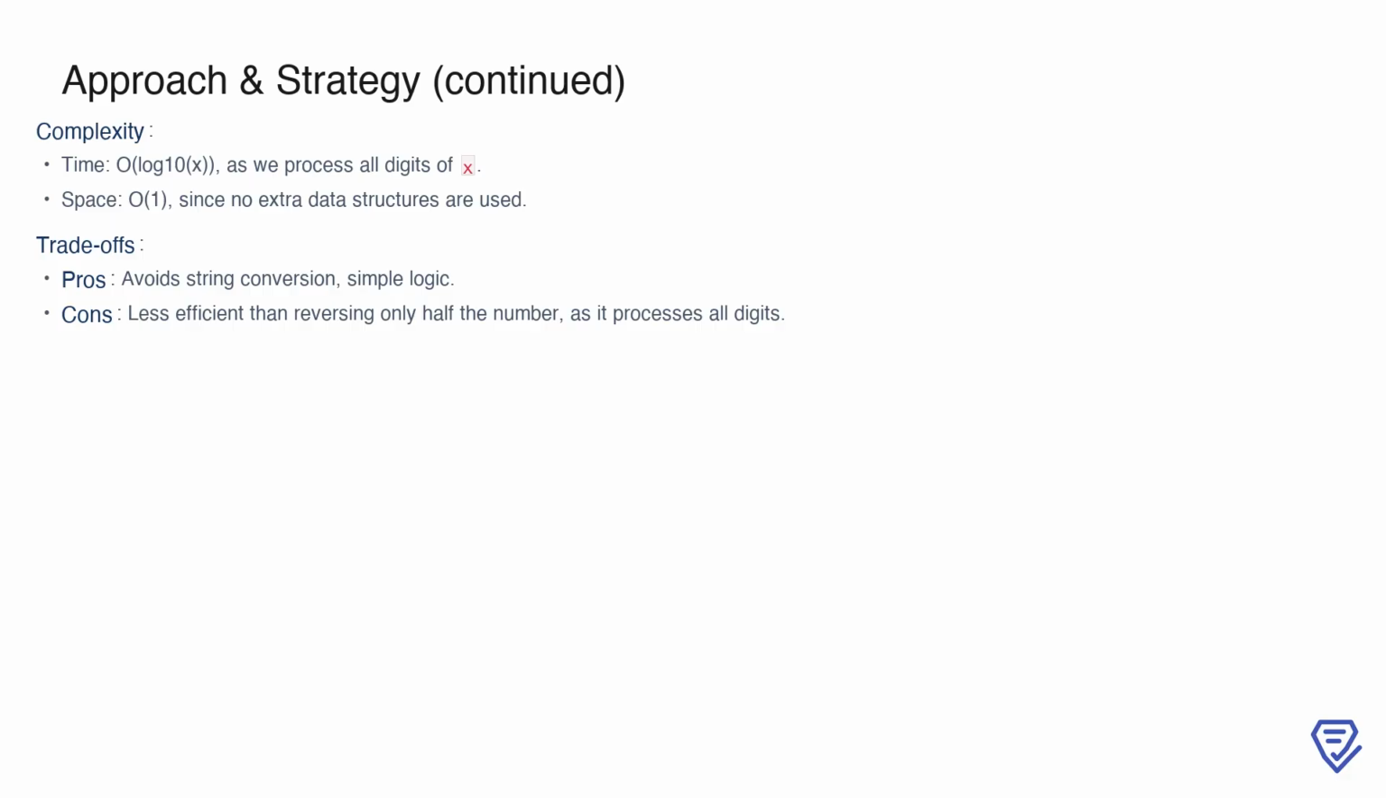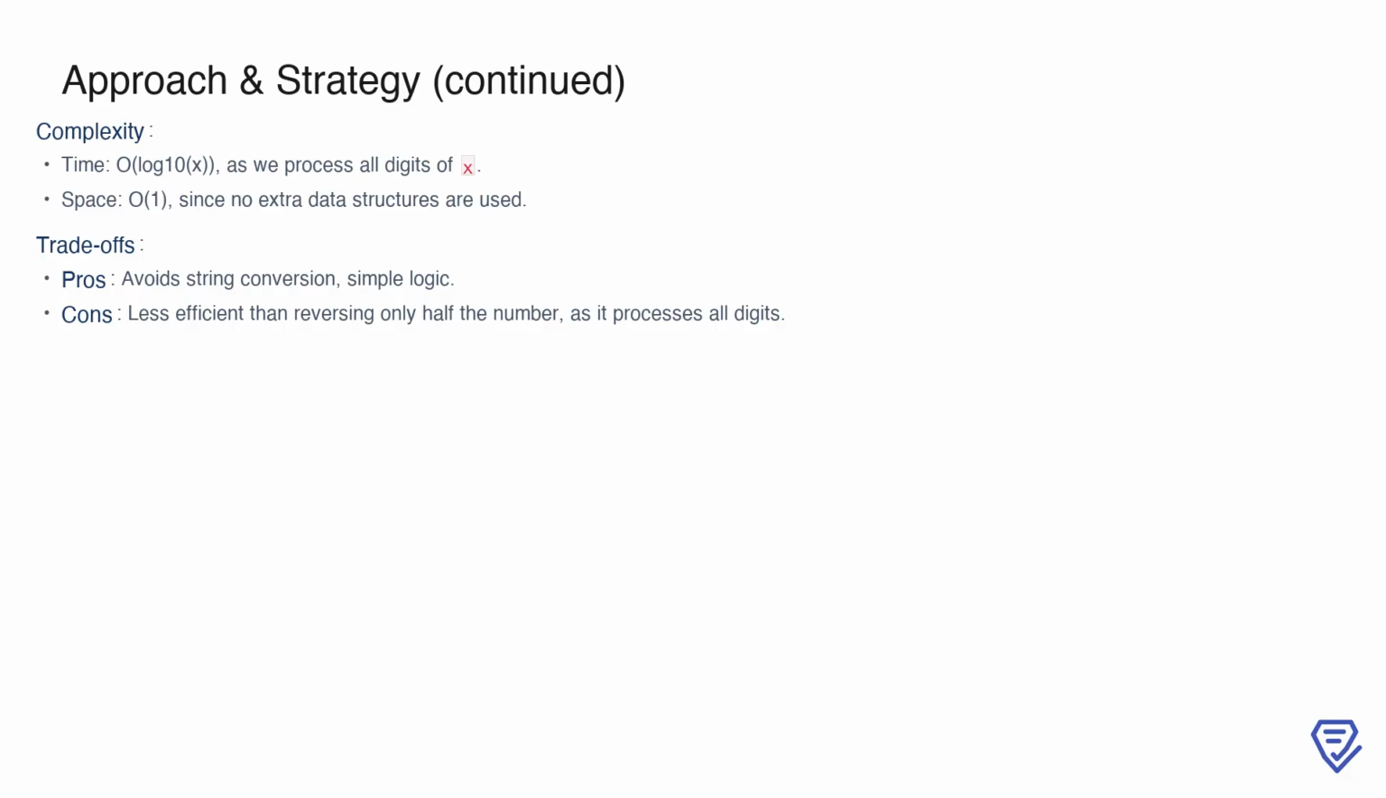When we analyze the alternative approach of reversing the full number, we see that it has a time complexity of O(log10 x), as it processes each digit of the number. Its space complexity is O(1), as no extra memory structures are used. The advantage of this method is its simplicity. It avoids string conversion and uses clear, straightforward logic.